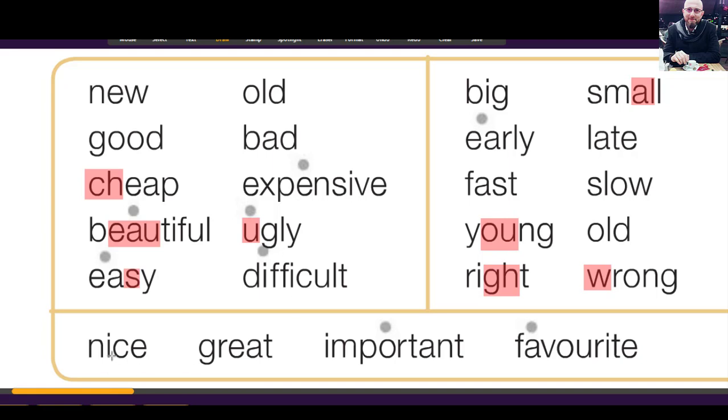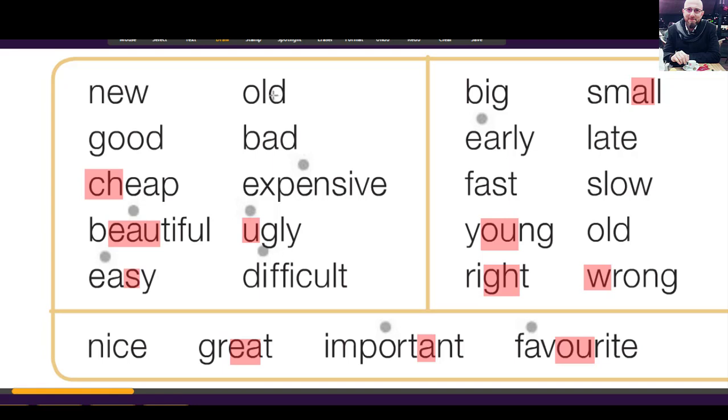Okay, so nice, great. And here we say a, not greet, no, great. And here important. And here of course we have a, so we don't say important, no, tint. Here fave and ou, we don't say favorite, favorite. Okay, be careful with ou. Okay, let's read them together.